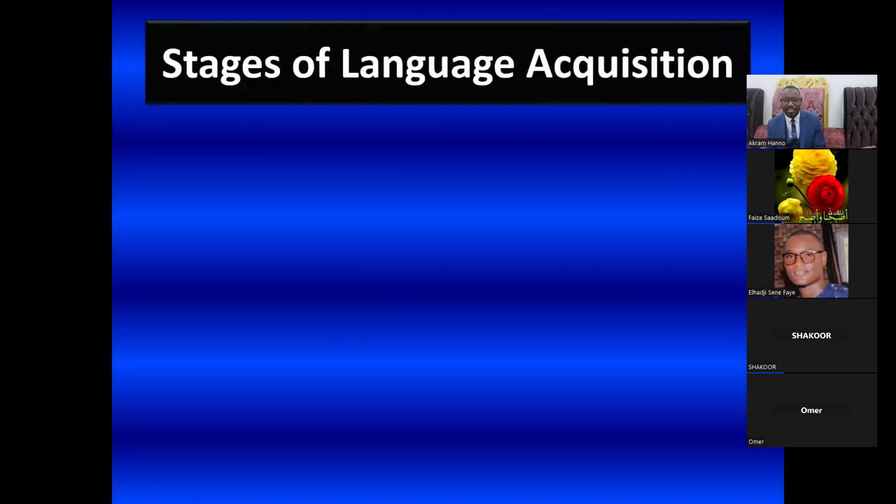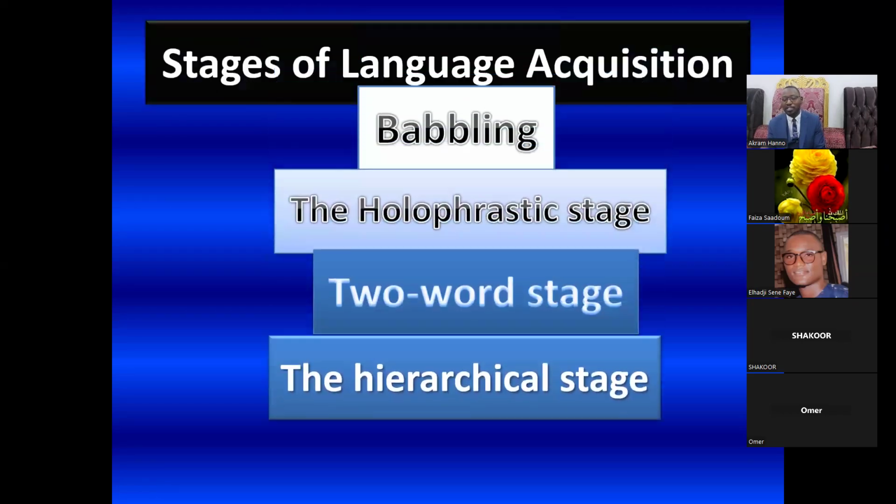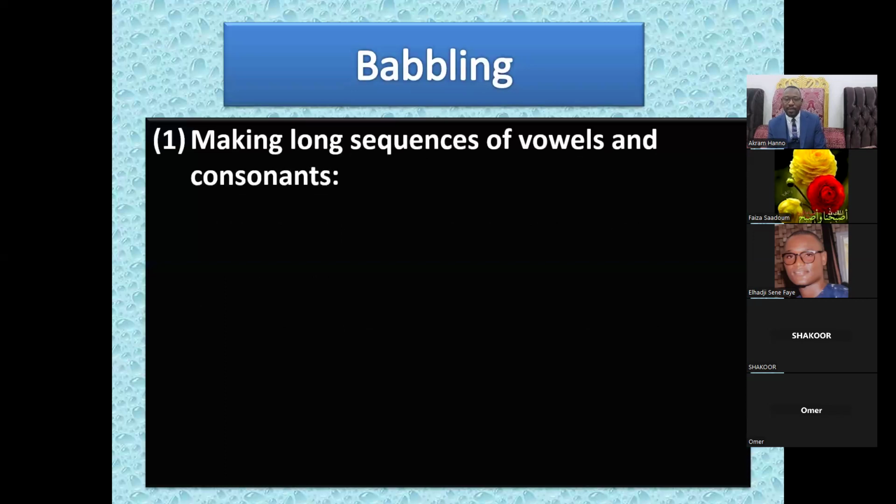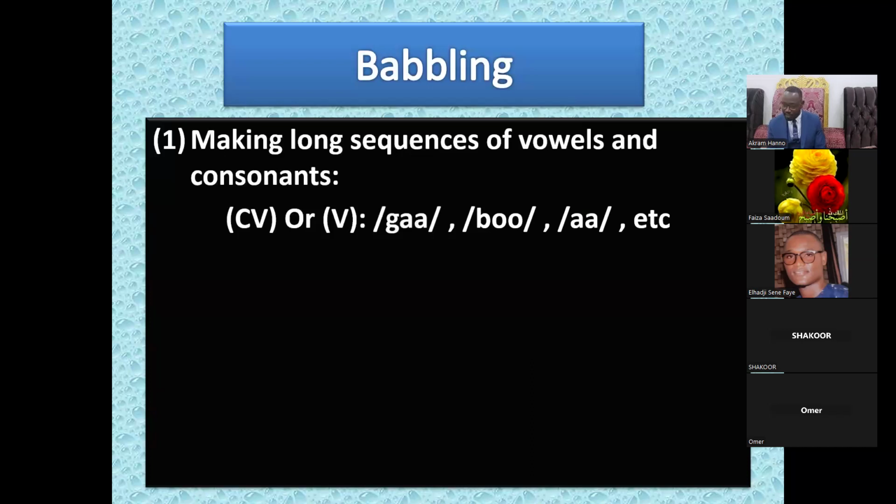The first stage is called babbling. The second stage is called the holophrastic stage, then the 2-word stage, and the last one is called the hierarchical stage. So let's recap, trying to refresh your mind and recondition your thinking about these ideas. The babbling stage: making a lot of sequences of vowels and consonants, like CV, consonant-vowel, or V, only vowel, like ga, bu, etc.